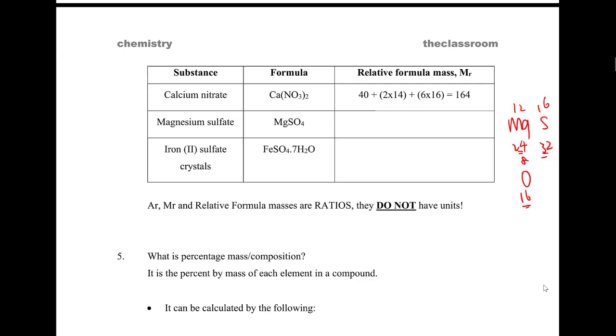It's a larger number. Okay, I'm just going to highlight that so it's easy to see. Alright, and what we're going to do is magnesium is 24 and sulfur is 32 and oxygen is 16 times 4. Alright, okay. So 24 and 32 and 64 gets you 120.